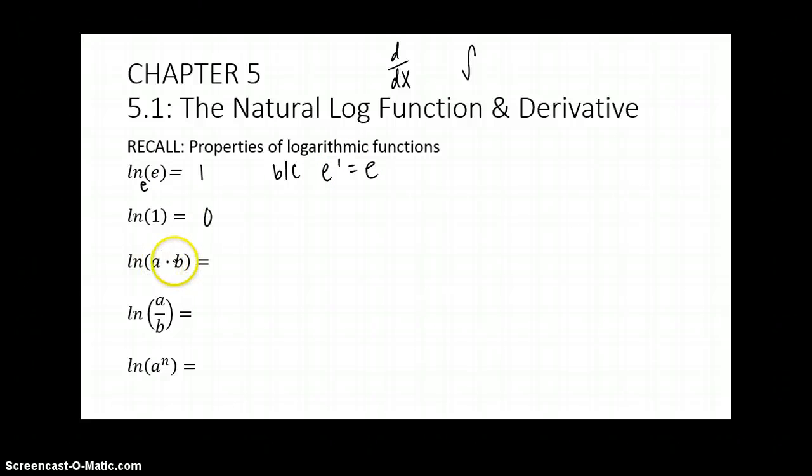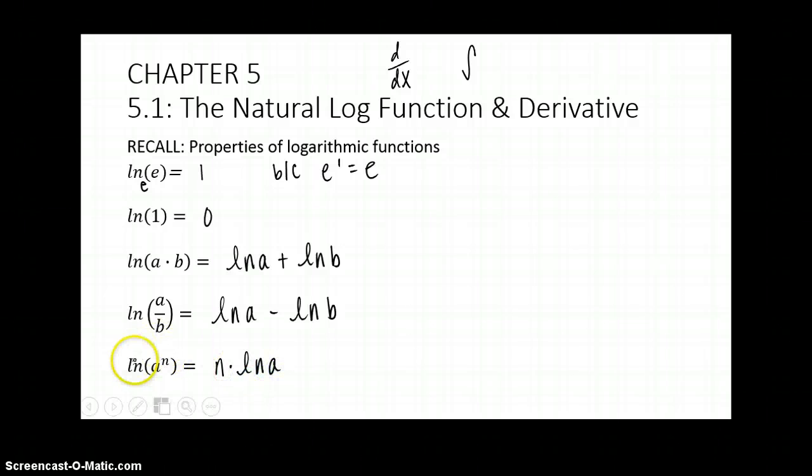When you're multiplying functions, you can split them up by adding the natural log of both functions. When you're dividing functions, you can split them up by subtracting the natural log of the numerator minus the natural log of the denominator. And natural log is useful for solving exponential functions because it enables us to bring the exponent to the front of the logarithmic function. These will aid us in simplifying derivative problems, so we will come back to these.